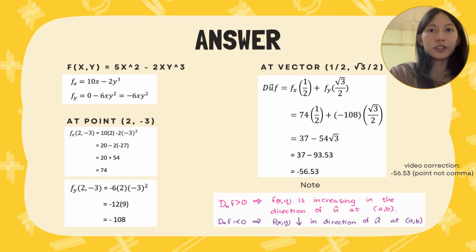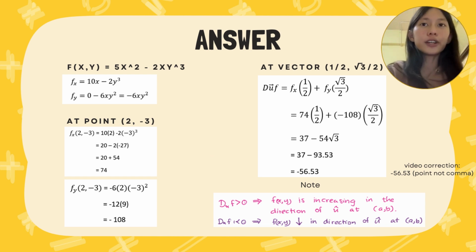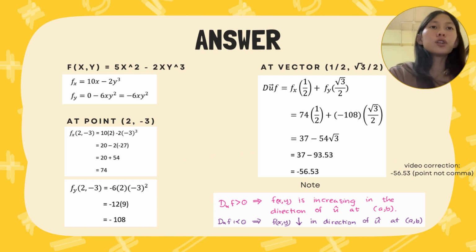And then after getting these values, we need to find the result of the directional derivative D_u f equal to fx times a plus fy times b, which is 74 times 1/2 plus −108 times √3/2. So it becomes 37 − 54√3, or 37 − 93.53, equal to −56.53.